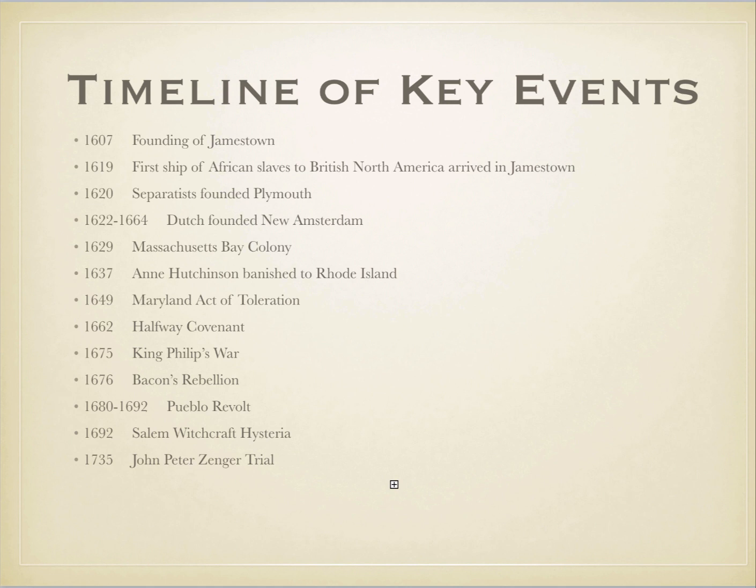King Philip's War is a conflict between Native Americans and the New England colonists in 1675. Bacon's Rebellion is a conflict between Native Americans and the Virginia colonists, the Jamestown colonists, in 1676. The Pueblo Revolt is a conflict between the Spanish in Santa Fe, present-day New Mexico, and the Pueblo Indians.